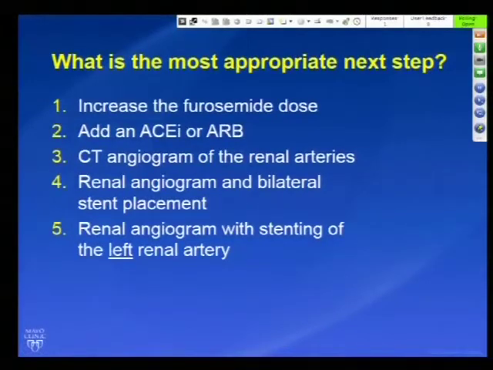First, you might say, I would increase the furosemide dose. Two, you would add an ACE inhibitor or ARB to her regimen. Three, you would do a CT angiogram of the renal artery, or you just go directly to an angiogram with the idea of putting a stent bilaterally, or maybe you want to just put a stent on the left side. I remind you, the left side is the one that has the 99% stenosis and the smaller kidney. So go ahead and vote.